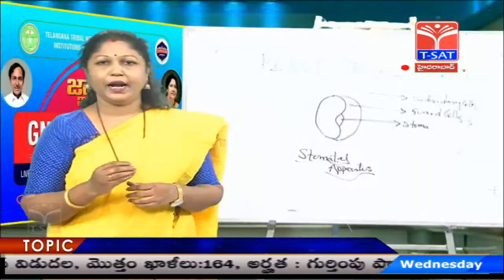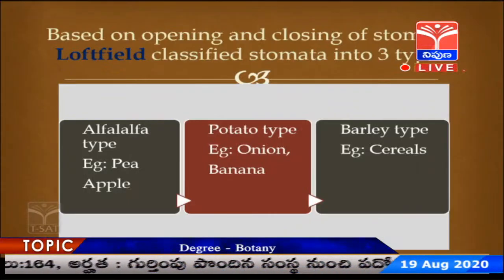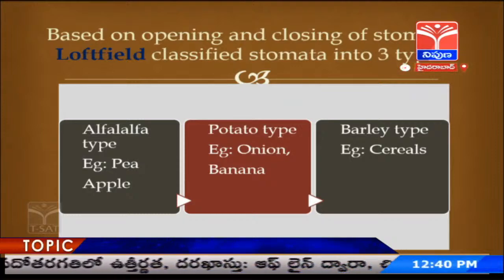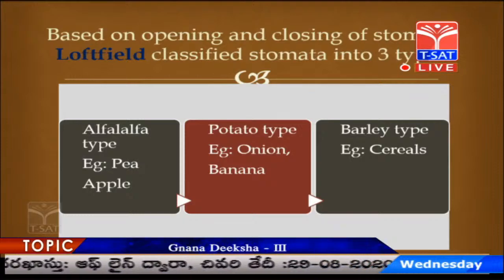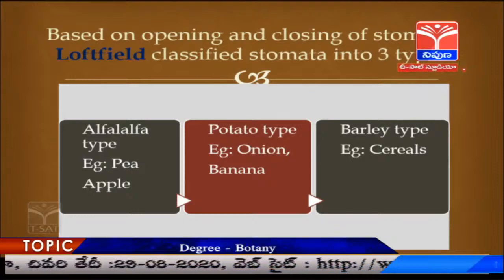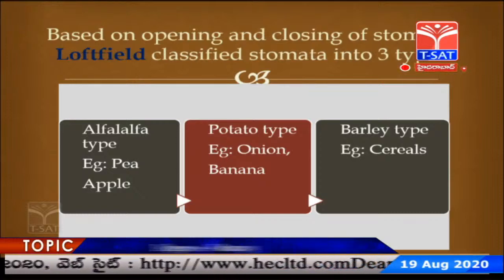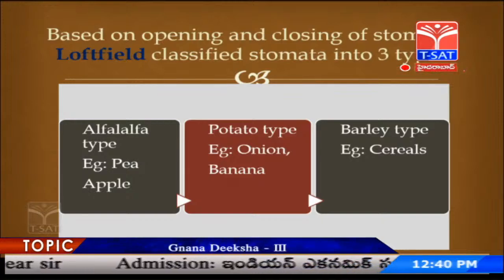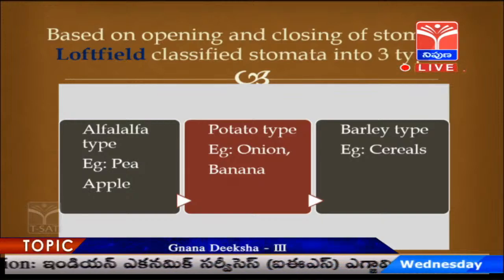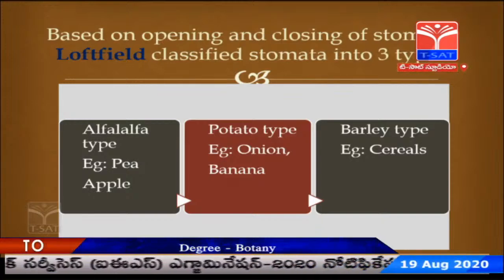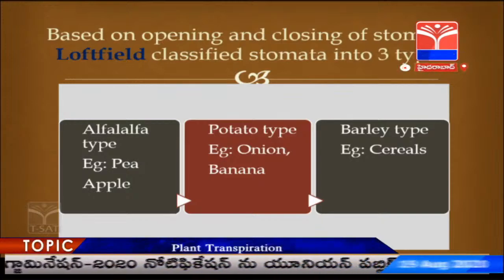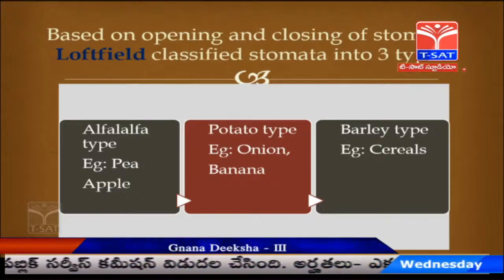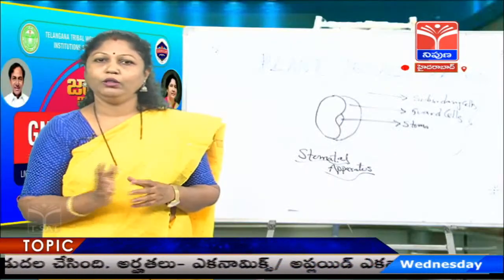Depending upon the time of opening and closing of stomata, Loftfield has classified stomata into three types. What are those types? Alfalfa type, potato type and barley type. If you look into the first one, the alfalfa type, we see that stomata are generally open all through the day, but they close after mid afternoon for some period of time. Just before the sunset, these stomata open once again. So, we find the closing of stomata only during the mid afternoon time, otherwise they are open all through the day.